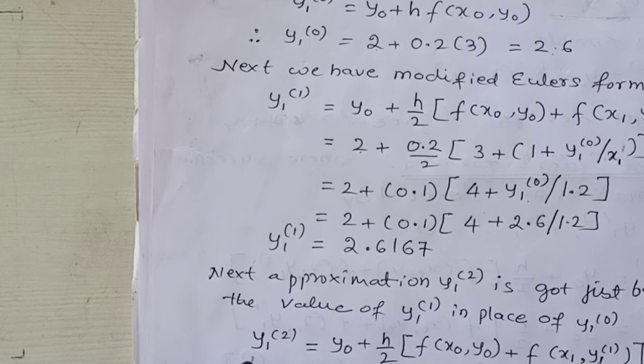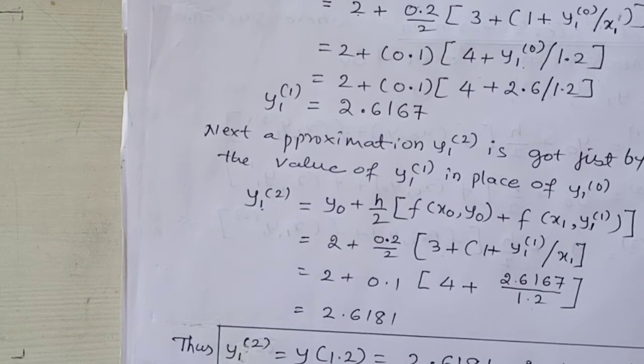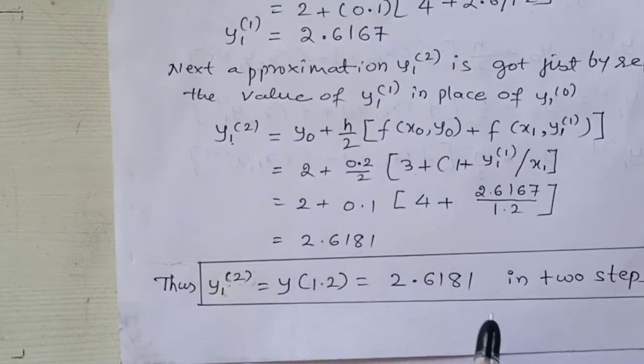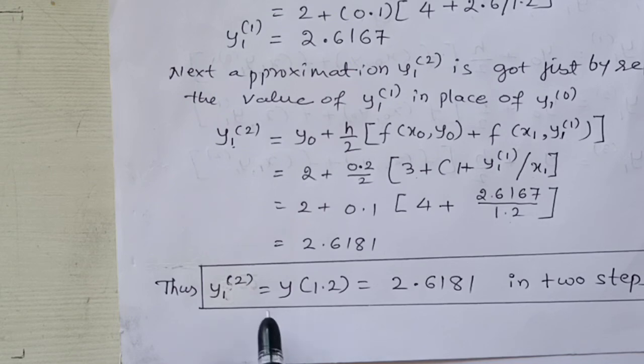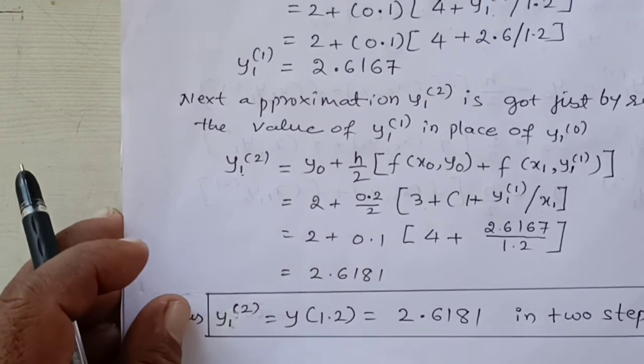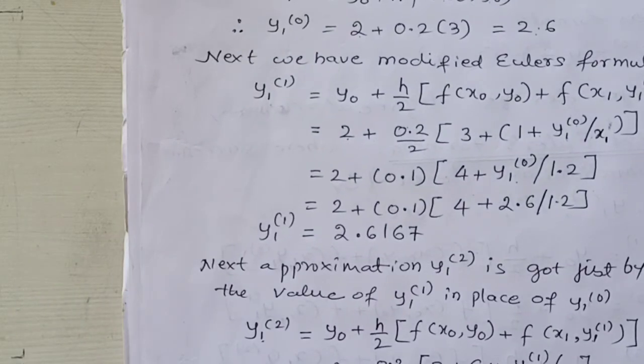So it becomes 2.6181. In our question, the answer is required in 2 steps, y1 at modified 2, step 2. So the answer is y of 1.2 in step 2 is 2.6181. y1 at modified 2 is equal to y of 1.2 is equal to 2.6181 in 2 steps. This is the required solution for this problem.